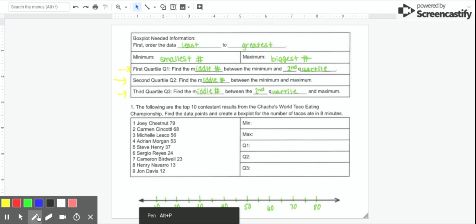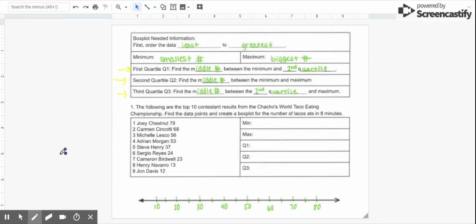So we've got the following: the top 10 contestant results for the Chacho's World Taco Eating Championship. So we've got 9 people, so there's going to be 9 data points. And they're already in order. They're not in order from least to greatest. They're in order from greatest to least. But we can just look at it backwards and figure it out.